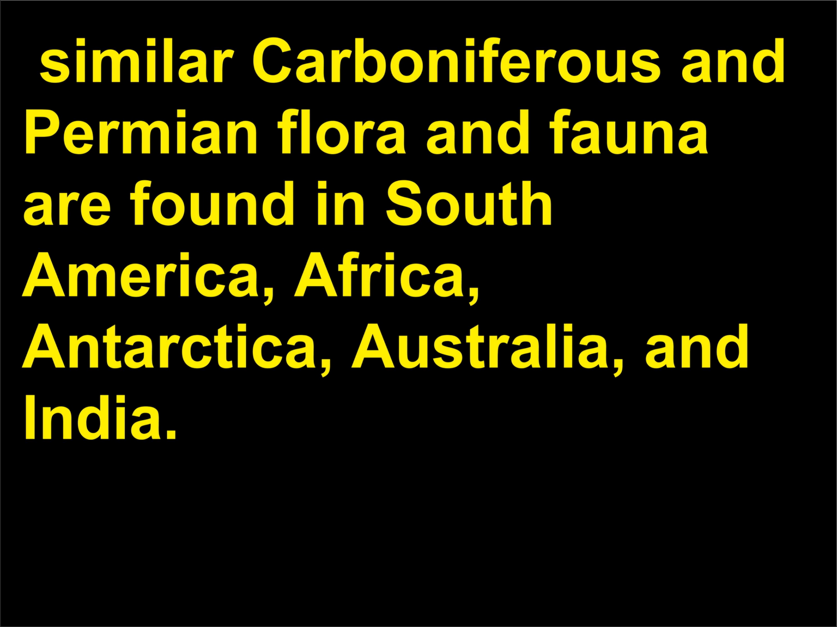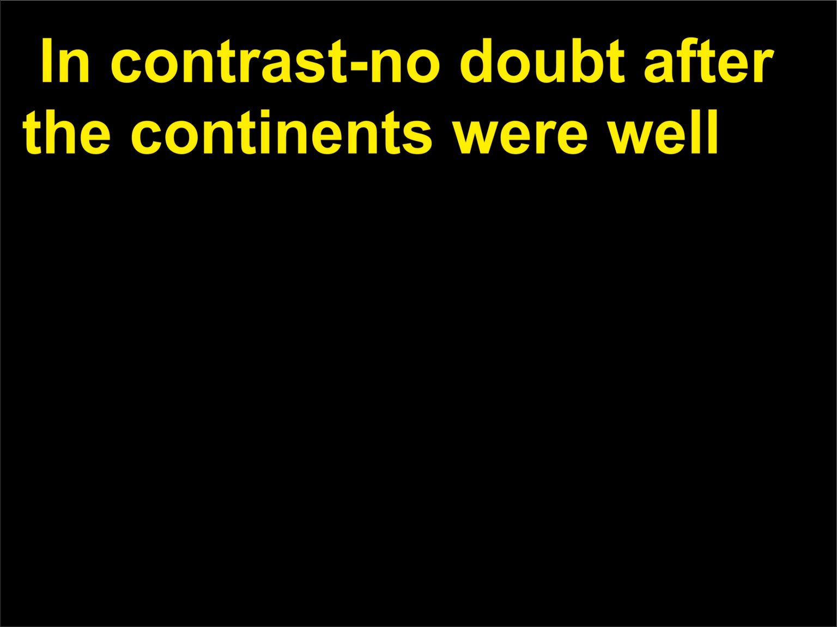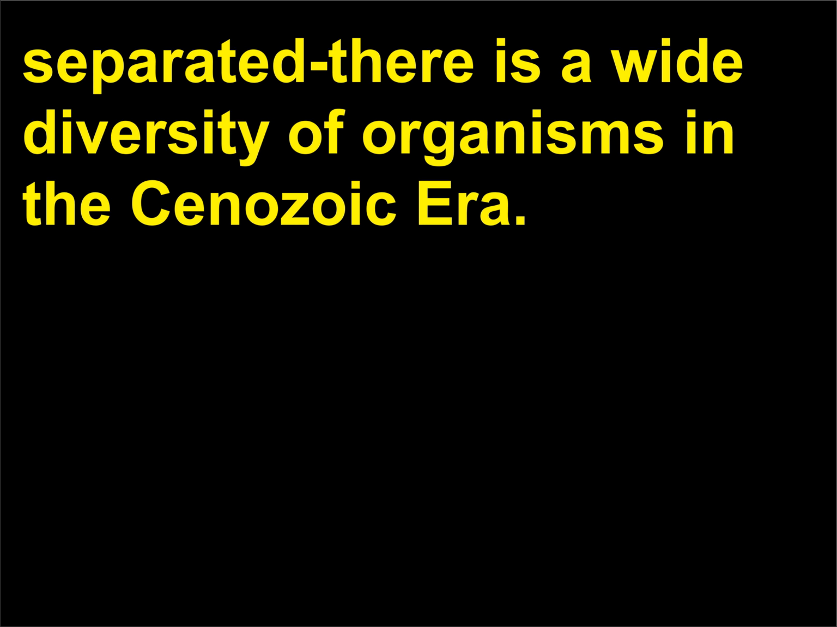Similar Carboniferous and Permian flora and fauna are found in South America, Africa, Antarctica, Australia, and India. In contrast, no doubt after the continents were well separated, there is a wide diversity of organisms in the Cenozoic era.